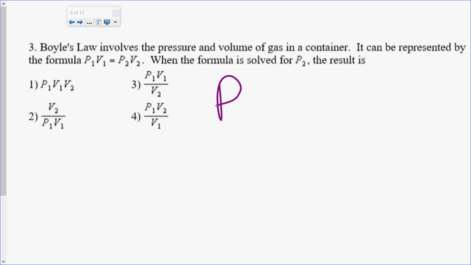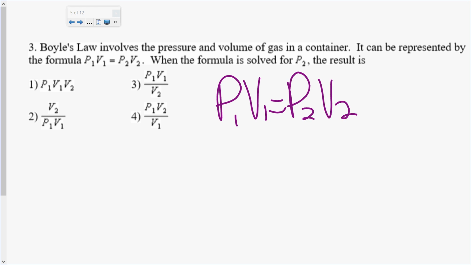Number 3, P1V1 equals P2V2. It's asking for P2. I'm going to give you about 30 seconds to try this one on your own.